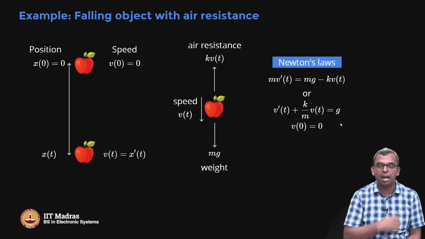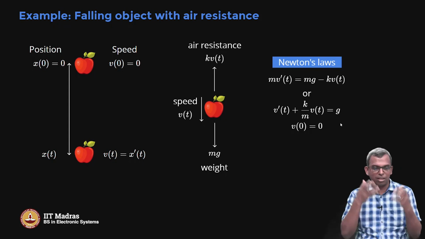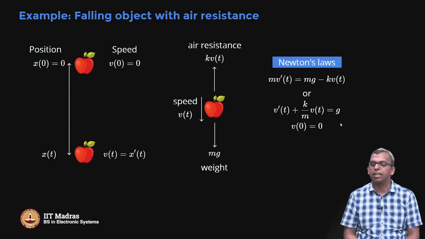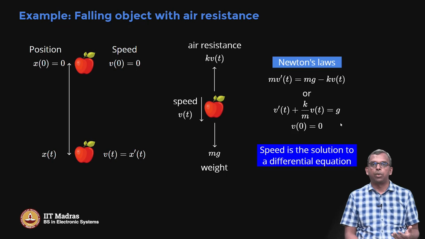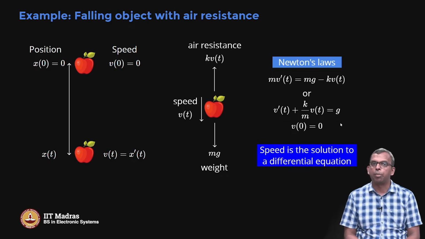And this is something that's going to happen in practice a lot with air resistance. Everything is falling in air, so you have to take this into account. Okay, so we have seen here the speed of a falling object is the solution to a differential equation in the realistic case of incorporating air resistance. Okay, so that's one example.